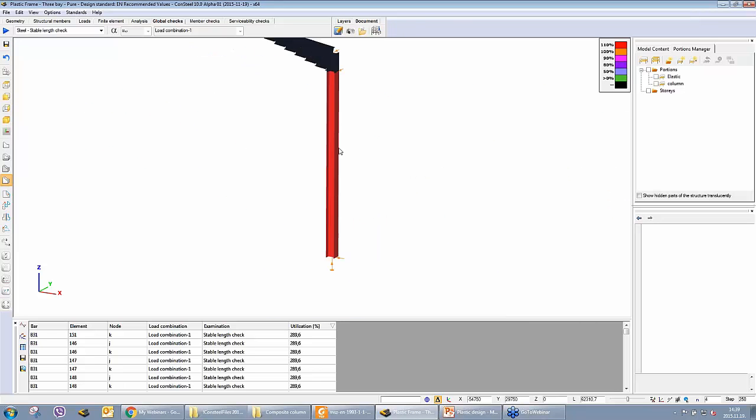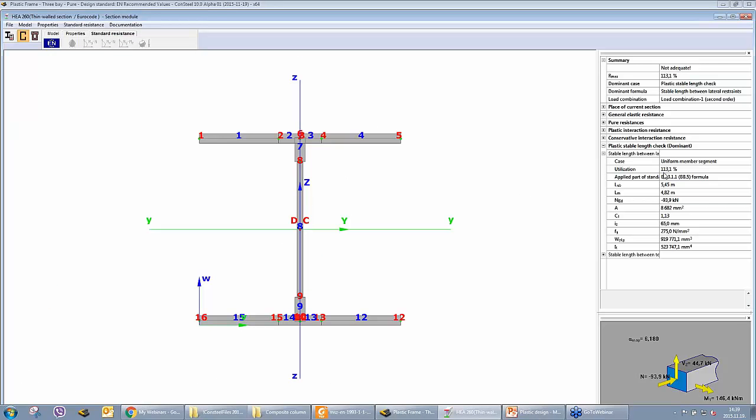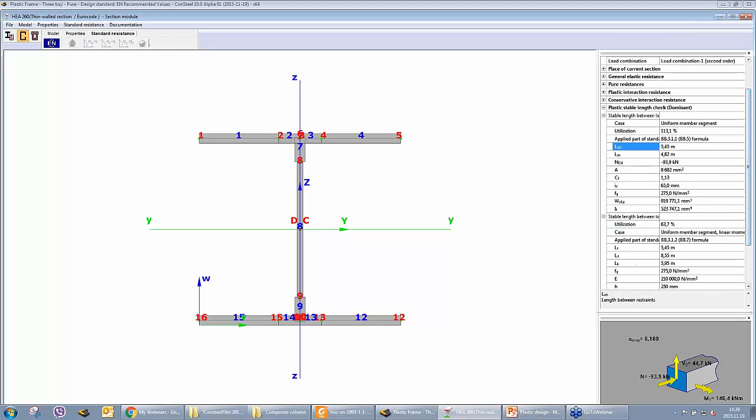And what is the situation for our column? At the moment, our column from this point to the support is fully unrestrained, so we do not have a lateral restraint or torsional restraint. So the situation is the same as for the hinged segment. The stable length between lateral restraints is not adequate. The unbraced length is the whole length of the column, but the stable length is lower.